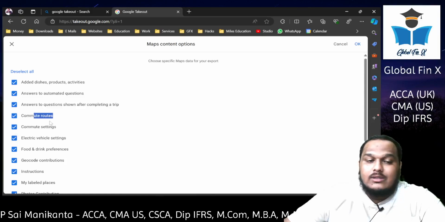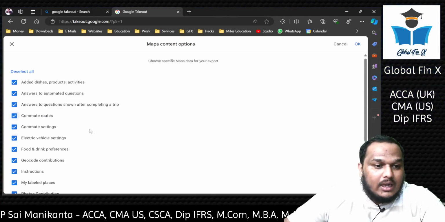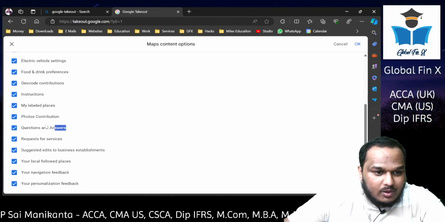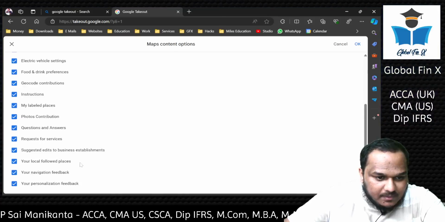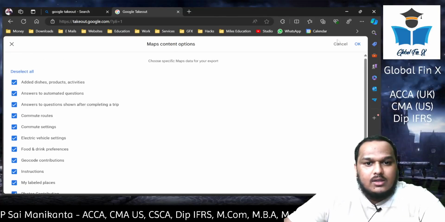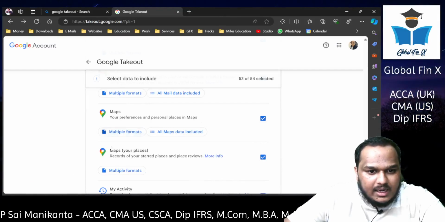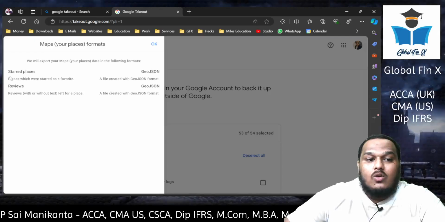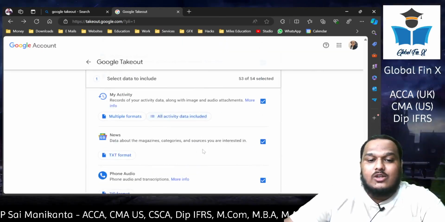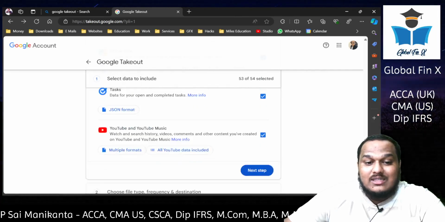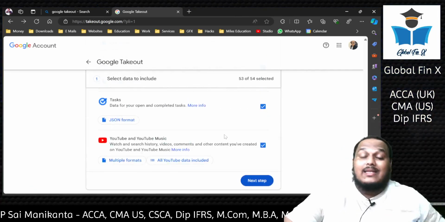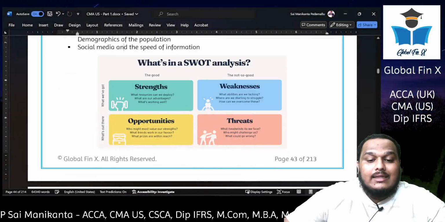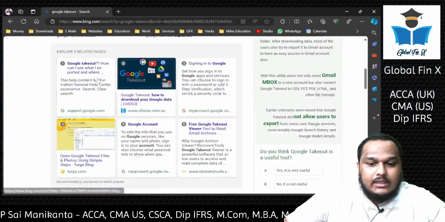Commute routes, like what are the frequently commuted routes? And then do I have any photos that I contributed to Google Maps? Did I answer any questions? Then all this stuff. Apart from that, my places, this one. Your places is where you can download all the places that you have visited also. That keeps a track of all the places that you visited using Google Maps, and that can be downloaded. So all of this is related to the threats for Google. I think I closed that page.